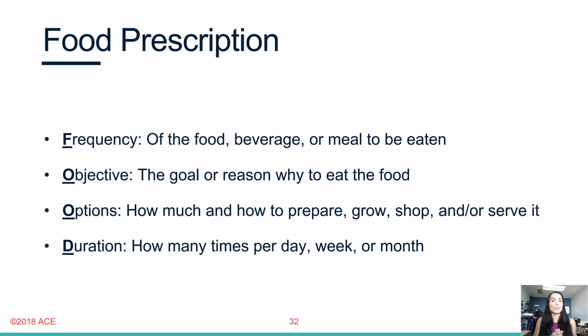So this is an example, right? And the acronym is FOOD. F stands for frequency, the amount of food, beverage, or meal to be eaten. O stands for objective, the goal or reason why the food should be eaten. Another O stands for options, how much and how to prepare, grow, shop, and serve it. And then D is for duration, how many times per day, week, or month.